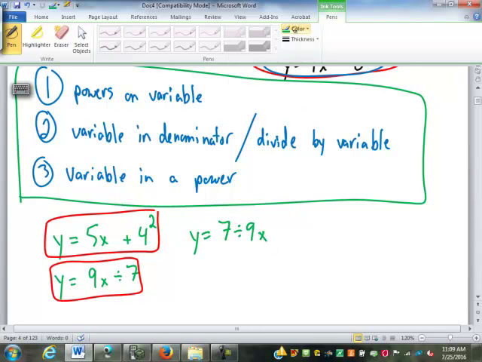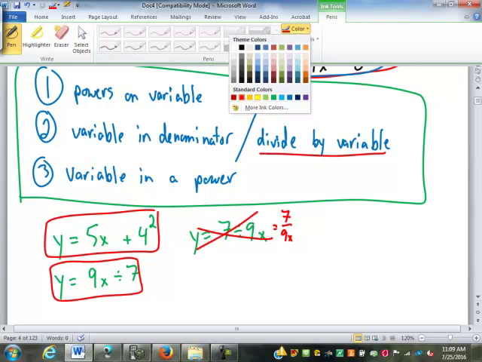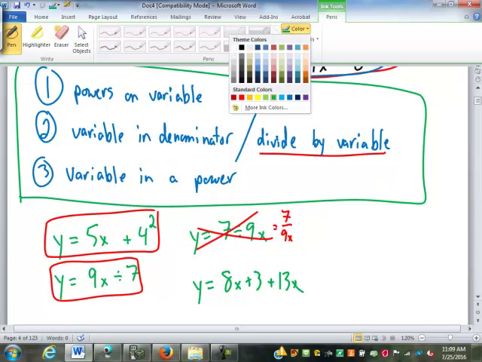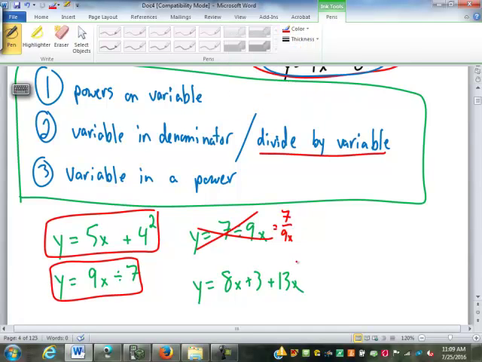How about that one? No, we're dividing by the variable. That's the same as saying 7 over 9x. We cannot have x in the denominator. We cannot divide by an x. How about that one? Bless you. Yeah, that's just y equals 21x plus 3. That is a line.